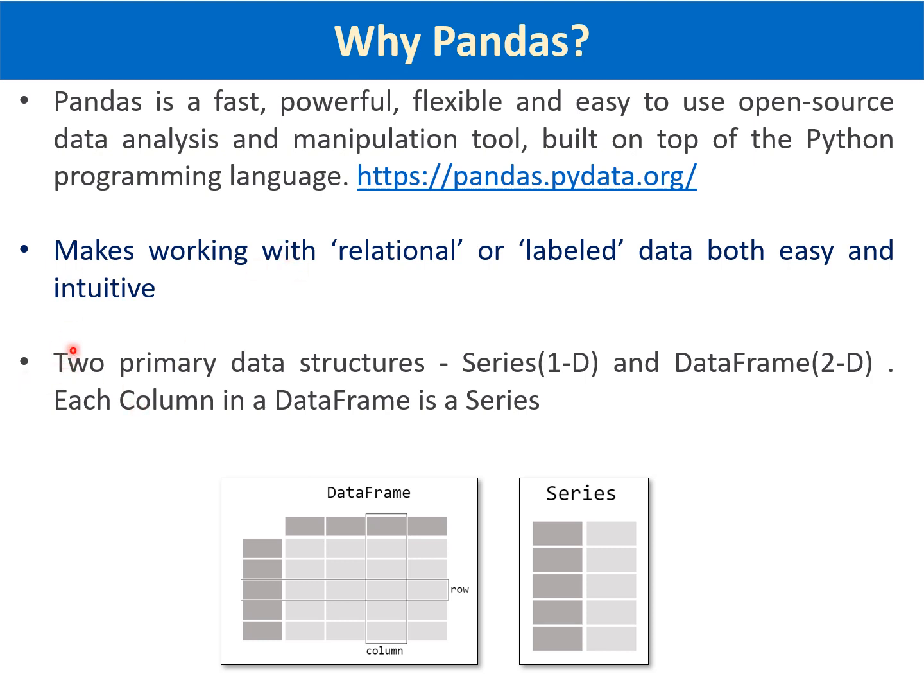Then Pandas provides two primary data structures: series, which is one-dimensional, and data frame, which is two-dimensional. You can see that the data frame is similar to a spreadsheet where the data is represented in the form of rows and columns. Now each column represents one variable, and the data contained within this column belongs to a particular data type. Like this column may be containing integers, this column may be containing floats, and this column may be containing strings.